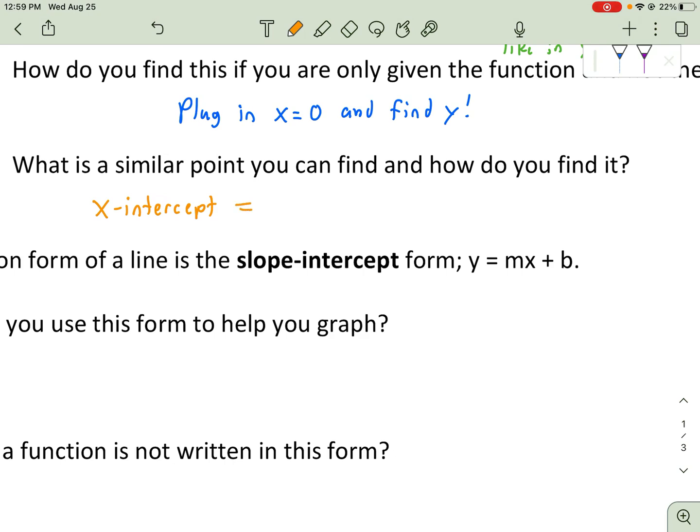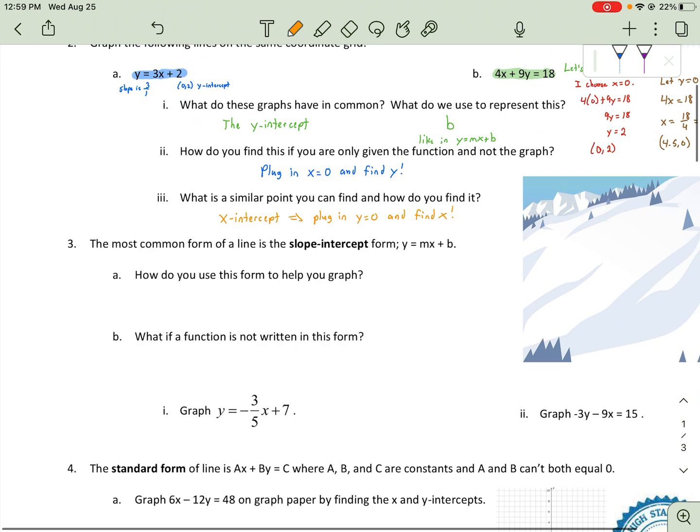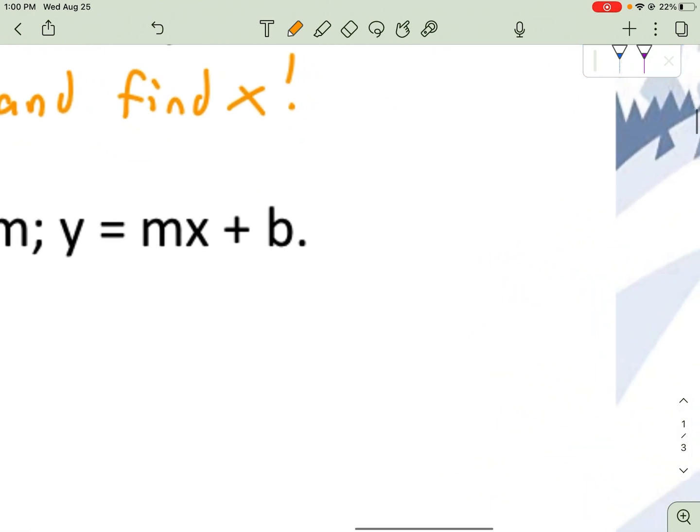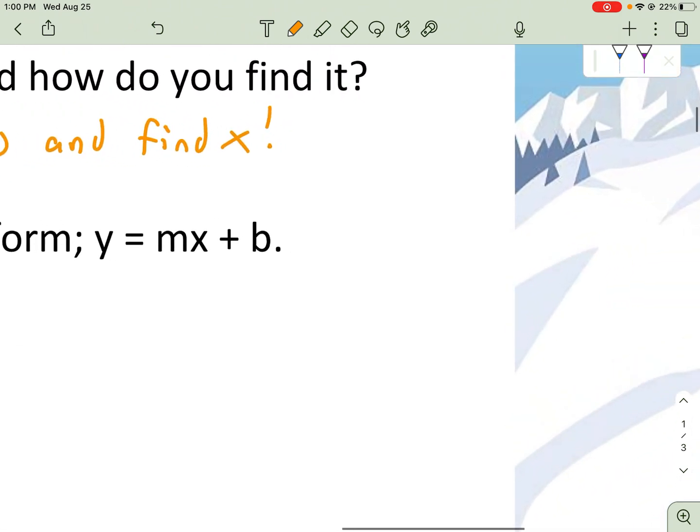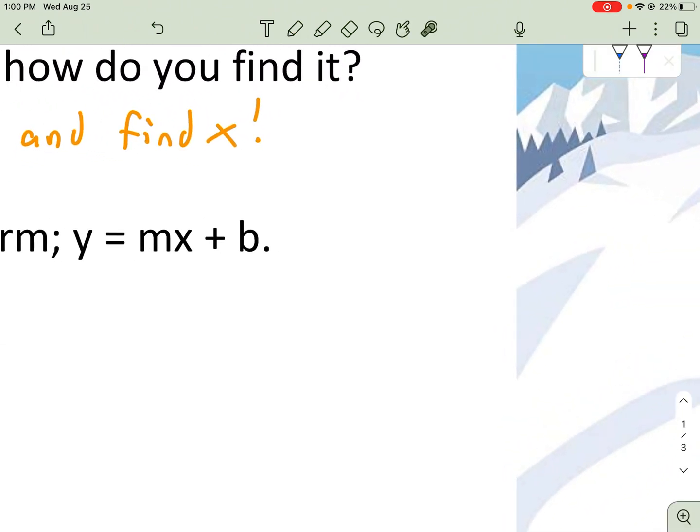And we can find the x-intercept by letting y be 0. So plug in 0 for y and find x. And that'll show us where the graph crosses the x-axis, which is often quite useful. Okay, the most common form of a line that we study is the slope-intercept form, y equals mx plus b. It's called slope-intercept because here is your slope and here is your y-intercept.